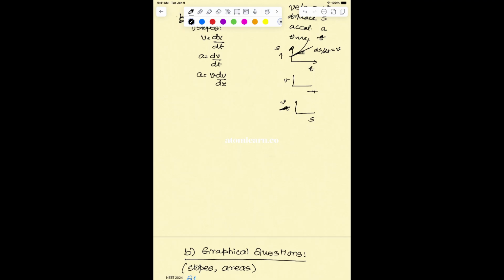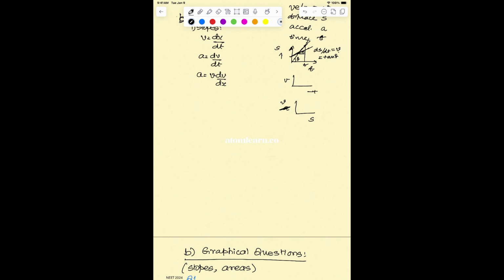Therefore velocity is the slope at any point, at any time t. At this time t, the instantaneous velocity is given by the slope of the tangent. The slope ds by dt stands for tan theta, where theta is the angle which the tangent makes with the x-axis. In this case, the x-axis is the time axis, t. Therefore, this gives the instantaneous velocity. Our topic right now is constant acceleration motion.